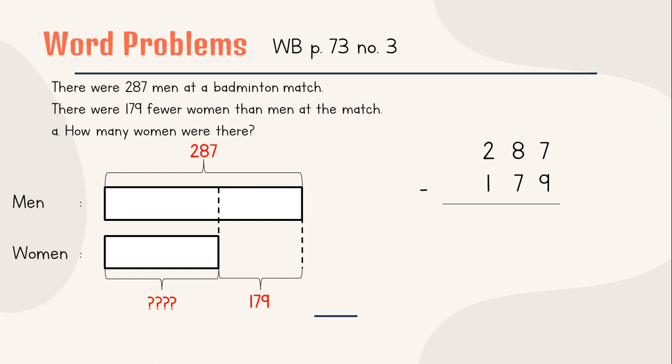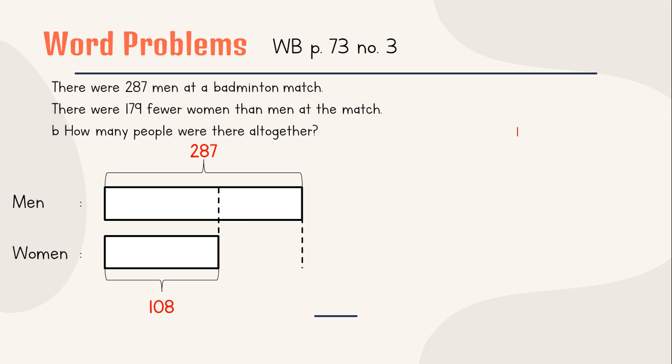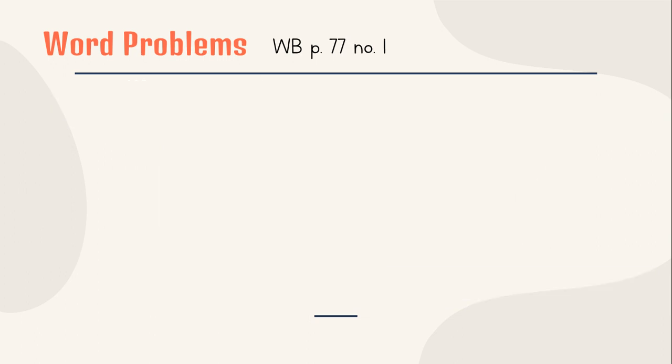Now go back. 7 minus 9 cannot. That's it. 7 minus 7, 0. 2 minus 1, 1. So there were 108 women. Now go to B. How many people were there altogether? What are we going to do? Plus it. So 7 plus 8, 15, 1 there, 1, 8, 0, 9, 2, 1, 3. So there were 395 people altogether. That's it. Any question? Just ask me.